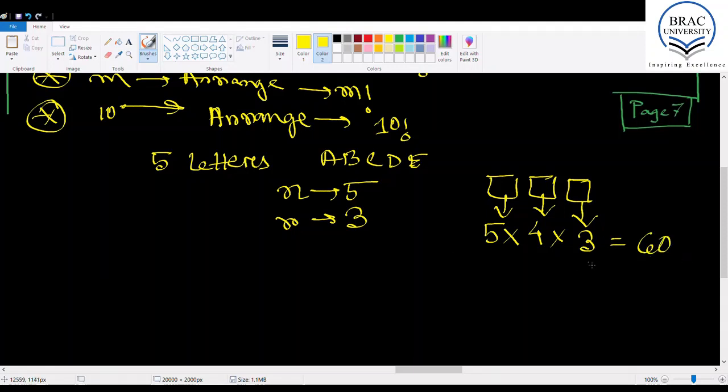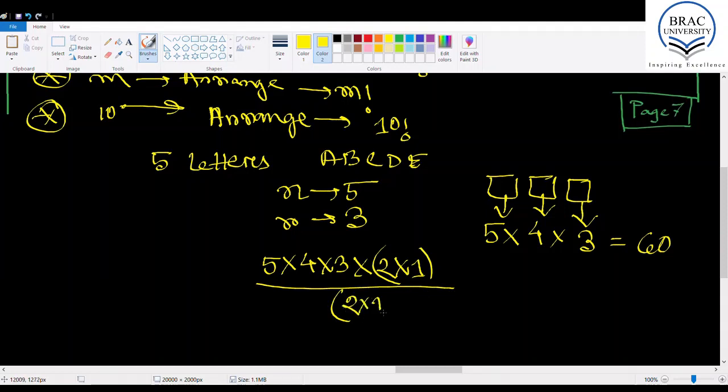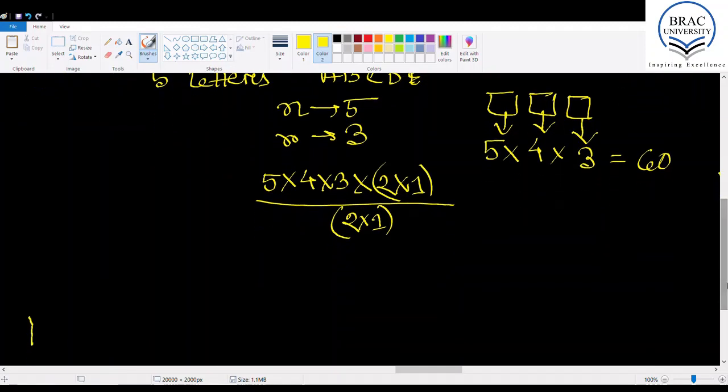So here we could write this 5 into 4 into 3 as multiplied by 2 into 1, and we could divide this by 2 into 1 as well. You can ask, why did I do that? Okay, let's see, 5 into 4 into 3 into 2 into 1. What is this called? This is 5 factorial, right?